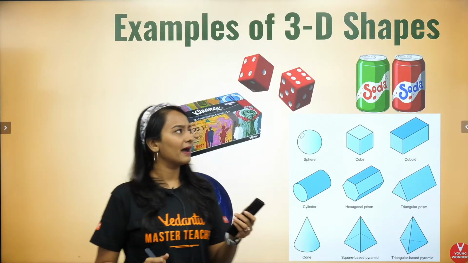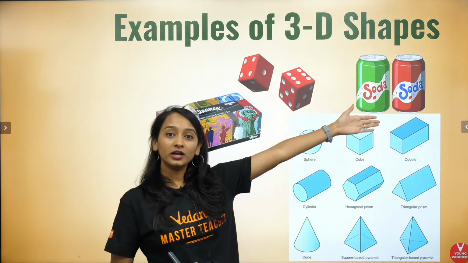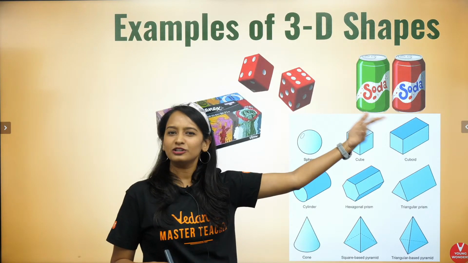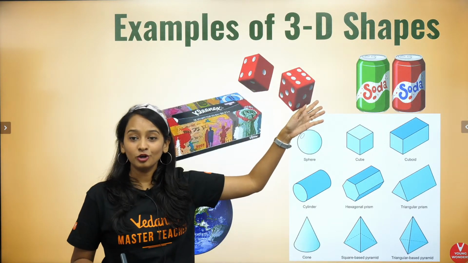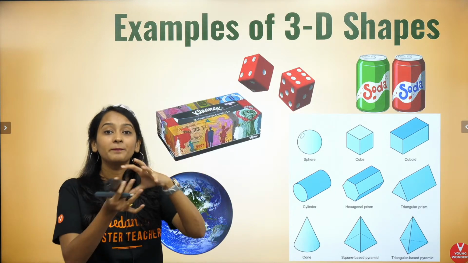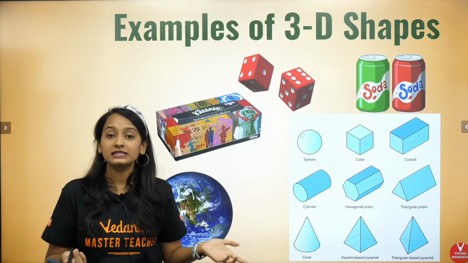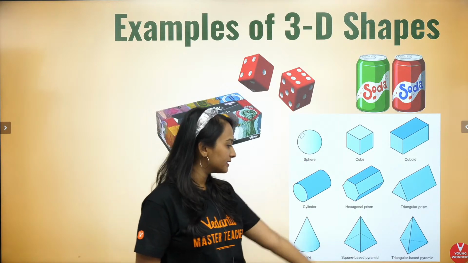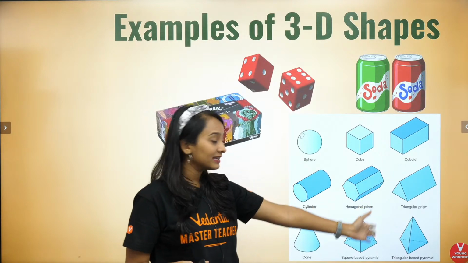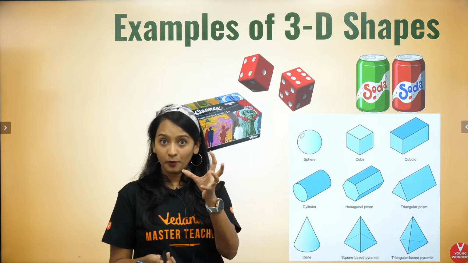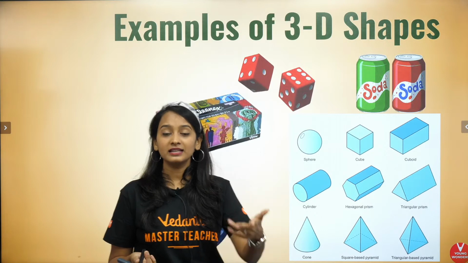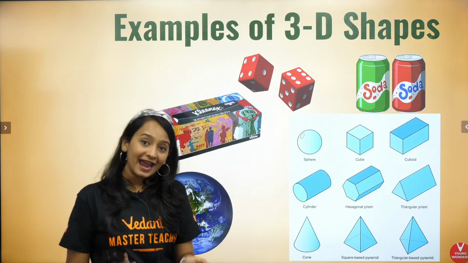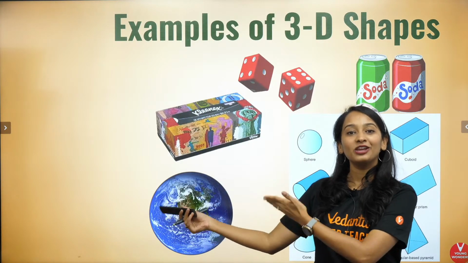So let's take a few examples here. The soda that you drink, Coke, Pepsi, Mirinda, Fanta, whatever it is. The dice that you play your Ludo with, the deck of cards, the box of the deck of cards is 3D, and all these shapes that we have already seen. A prism, a triangular prism, a hexagonal prism, sphere, the ball, a cylinder, then we have a cube, cuboid, everything and anything. And most importantly, our very own Earth.